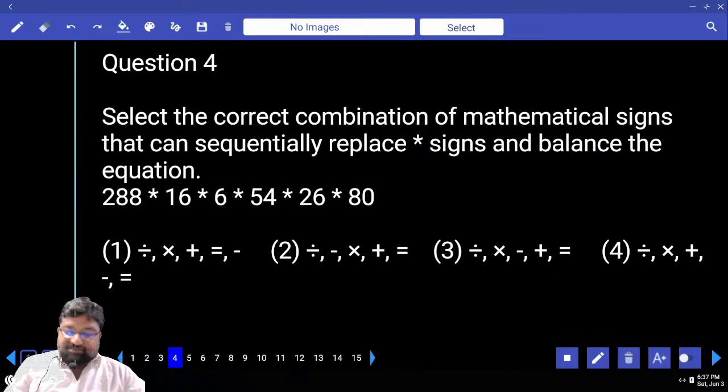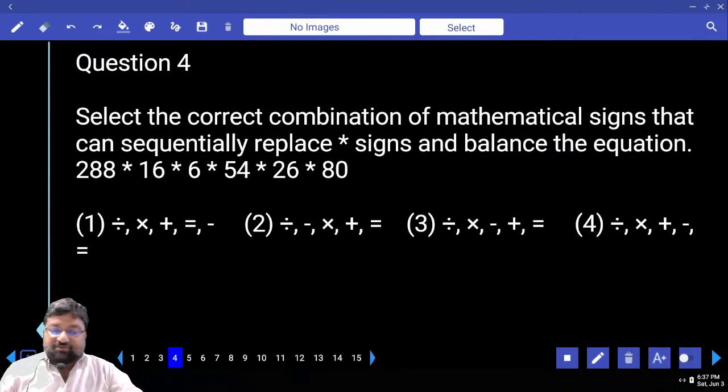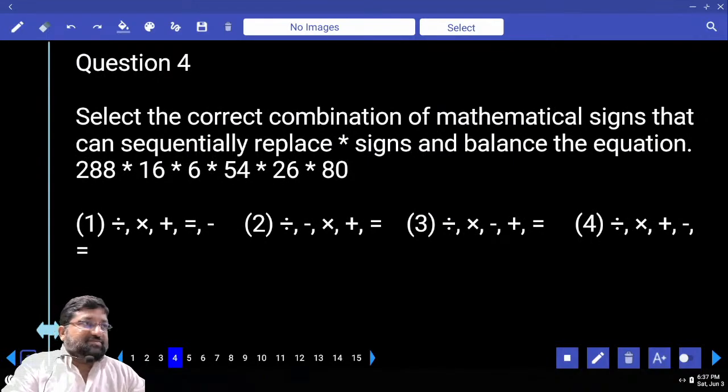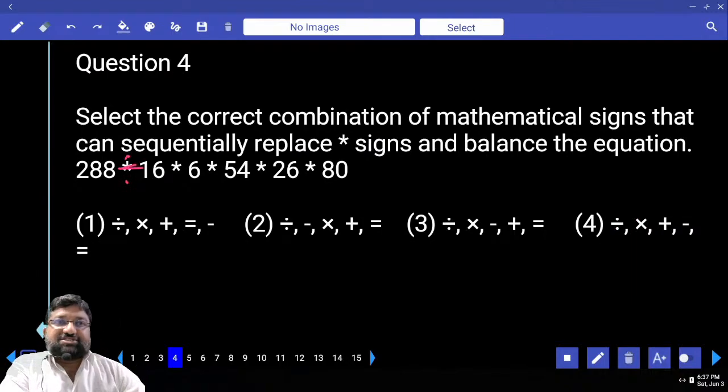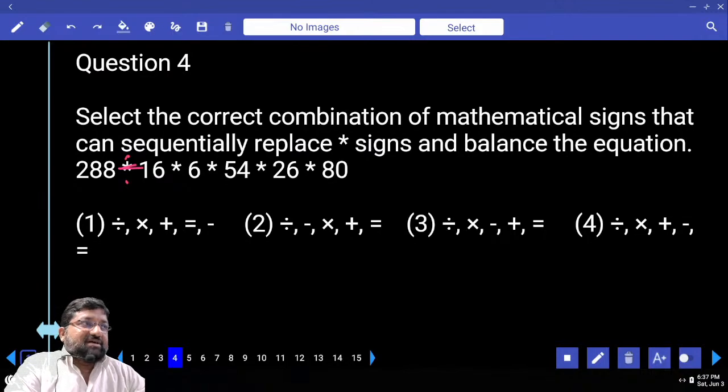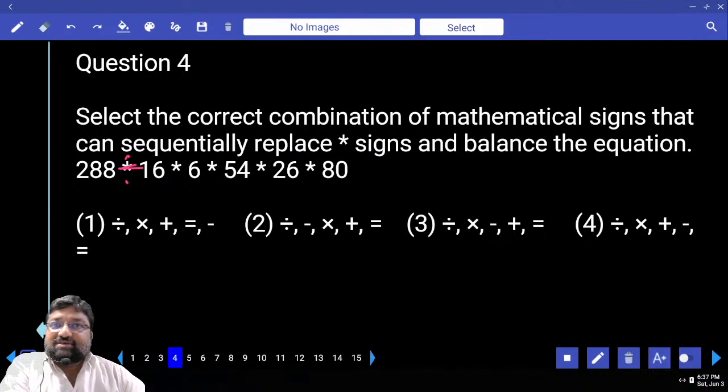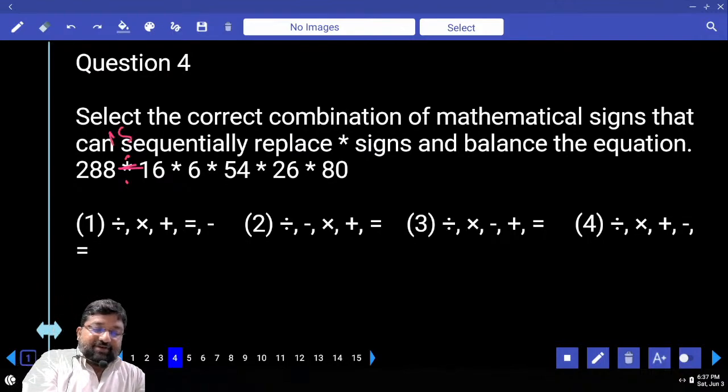Now look at this question. How will you solve this question? Only from the fourth option, we'll start this question in reverse. Always go with divided by. How much is 288 divided by 16? Is 288 divisible by 16? Yes. How much is it? 18 times. Okay, fine, no problem.